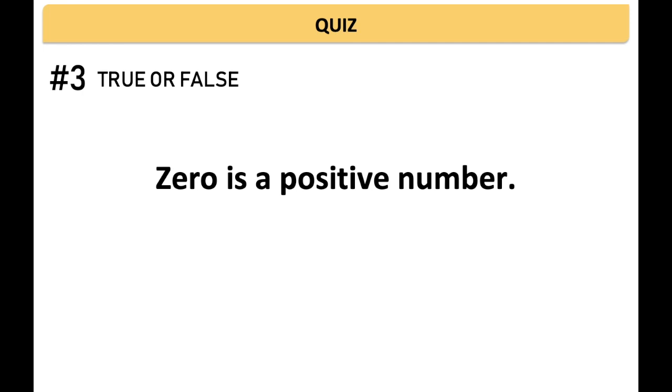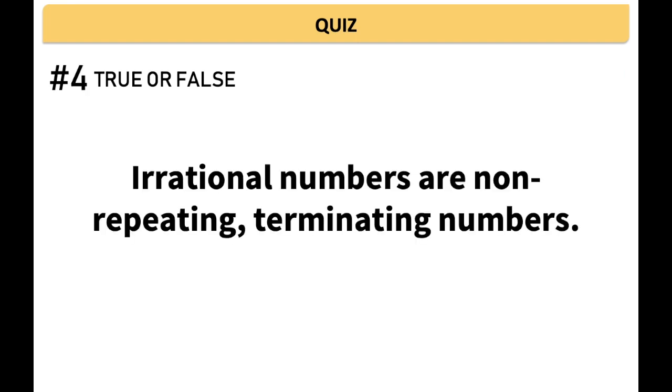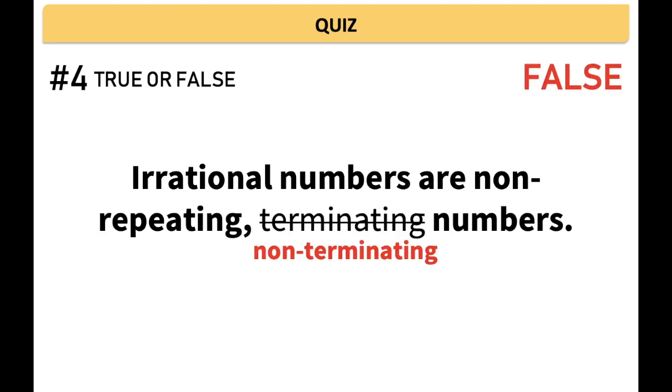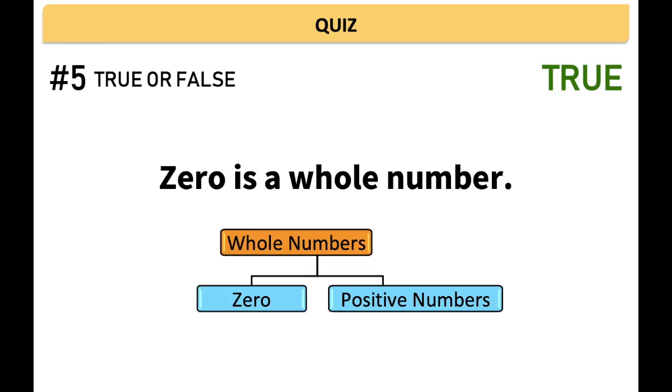Number 3, 0 is a positive number. This statement is false kasi ang 0 ay hindi considered na positive or negative number. But 0 is a whole number. Number 4, irrational numbers are non-repeating, terminating numbers. This one is false kasi dapat pag irrational numbers, hindi na nga repeating, hindi pa terminating, kaya irrational numbers. Number 5, 0 is a whole number. Okay, nasagot na natin ito kanina. This statement is true. Under the set of whole numbers, andyan ang ating 0 and set of positive integers.